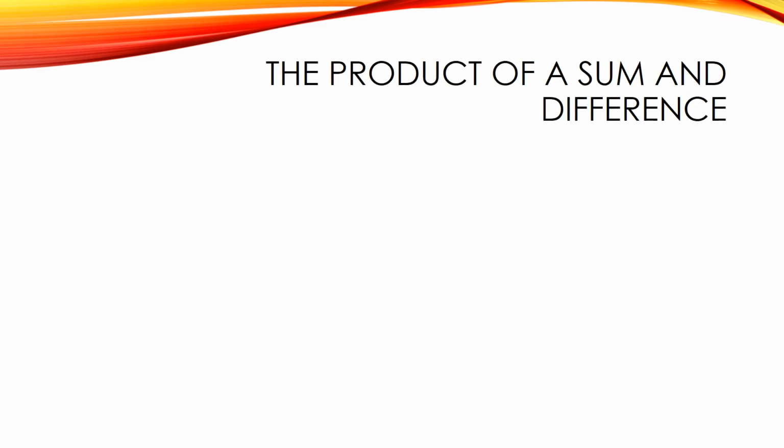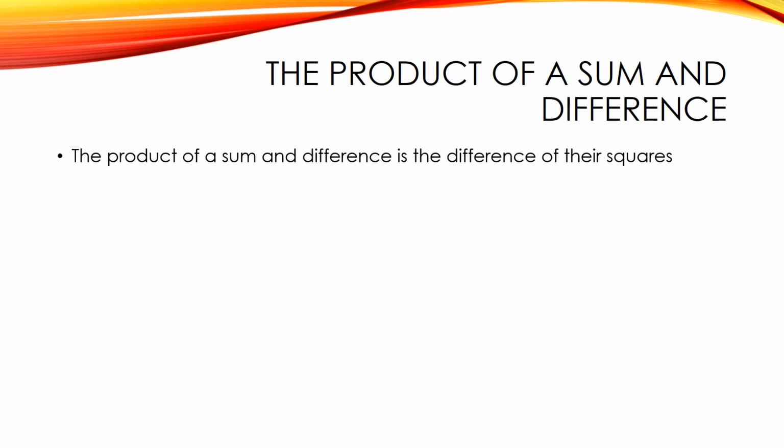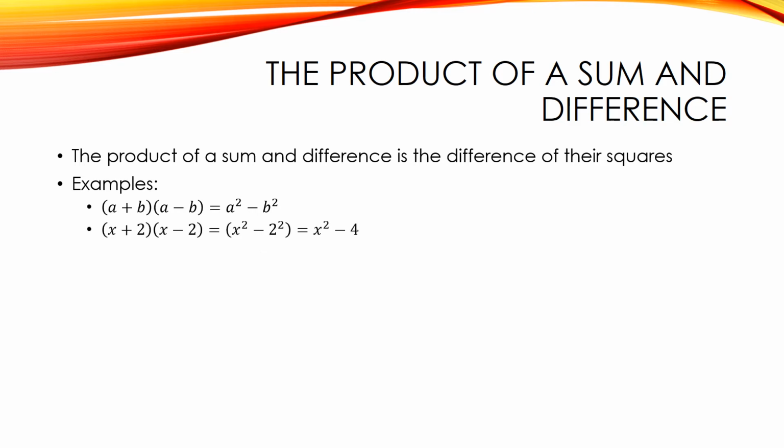When you have the product of a sum and difference in a binomial, you end up with the difference of their squares. So for example, when you have the quantity a plus b times the quantity a minus b, you end up with a squared minus b squared, the difference of the two squares. Here's another example of that with x plus 2 and x minus 2. It becomes x squared minus 4.